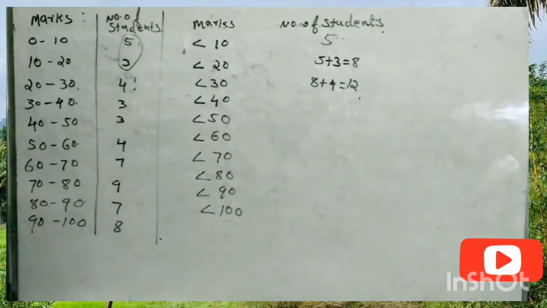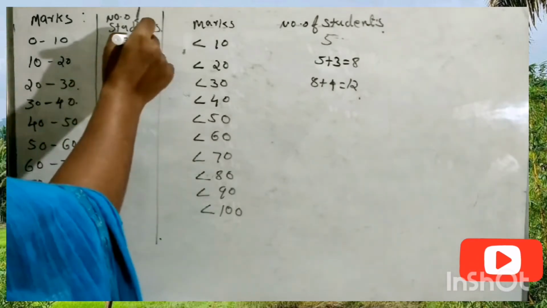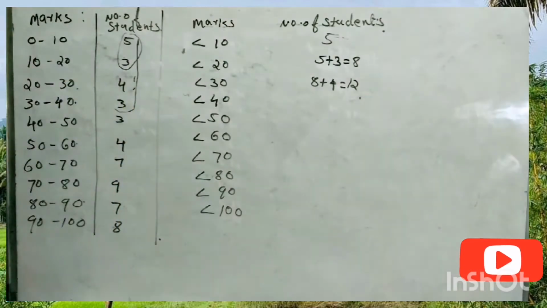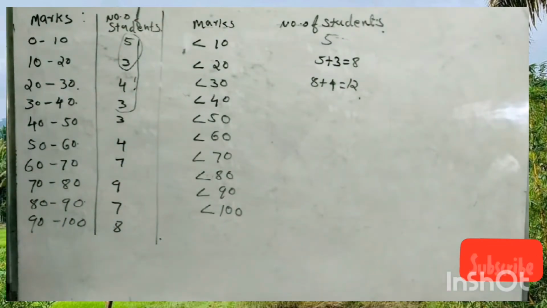8 plus 4 is equal to 12 we will get. And less than 40. Okay, less than 40 means the marks should be less than 40. Then if the marks is 0 to 10, 10 to 20, 20 to 30 and 30 to 40, we have 4 classes corresponding to that less than 40. So we need to add those 4 frequencies together.